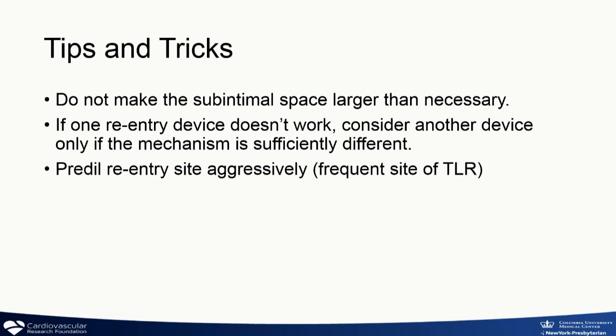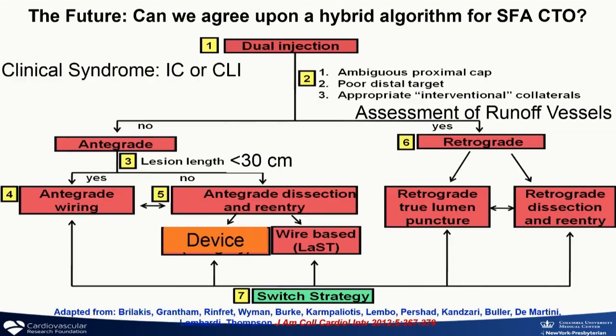But I don't think there's an appreciable difference, in my opinion, between the other three devices with respect to their reach. If you can't get into the true lumen with one device, it's not likely you'll get there with another, but I'd be willing to hear what the panel says. And I would pre-dilate aggressively at the re-entry site in order to prevent TLR.